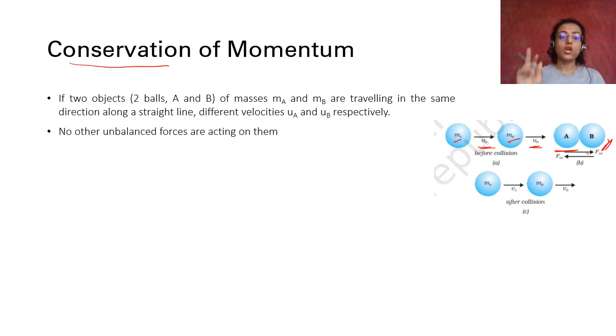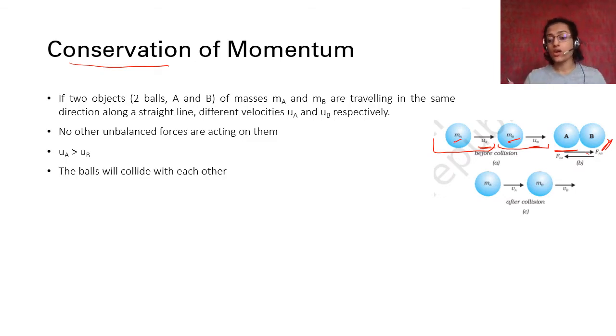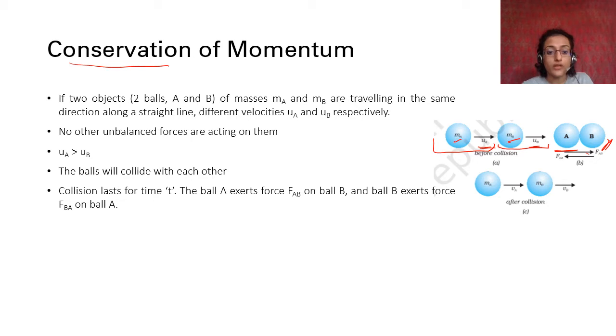No other unbalanced forces are acting on them. Since there is no other unbalanced force, they will remain in that state of motion with the respective velocities without any change. In this case, UA is greater than UB, so A is moving at a higher initial velocity than B. The balls collide, because the ball coming from behind is faster, so it will collide with the ball in front. What will happen? The collision lasts for time t.